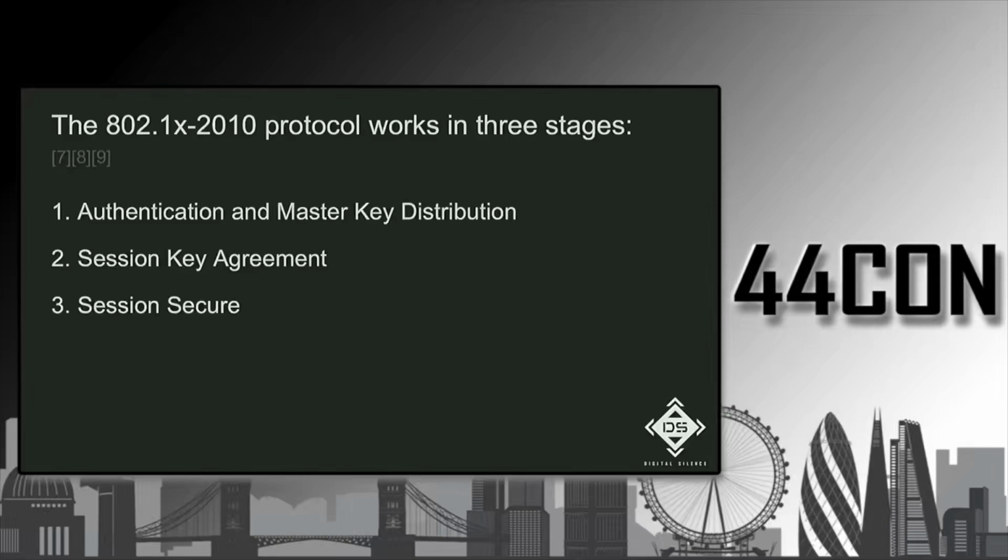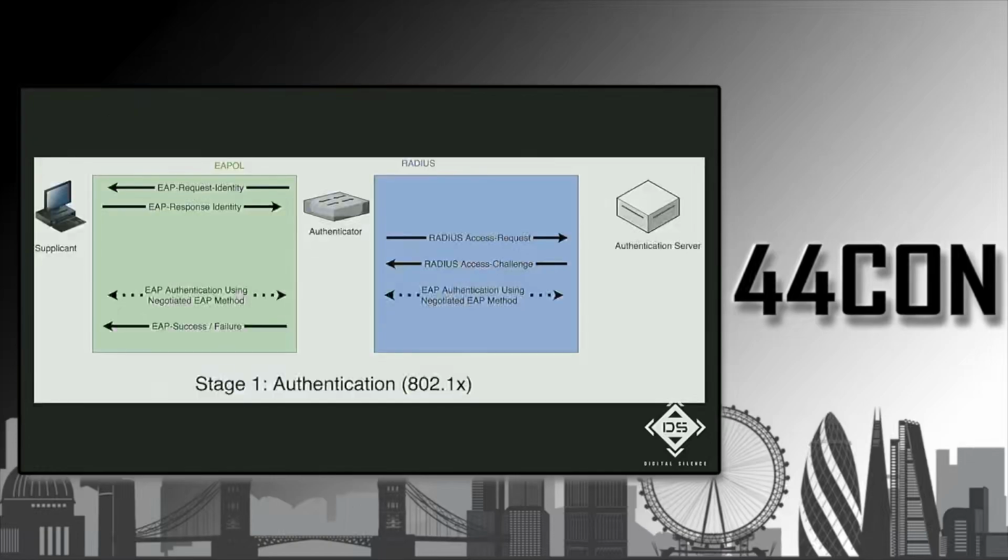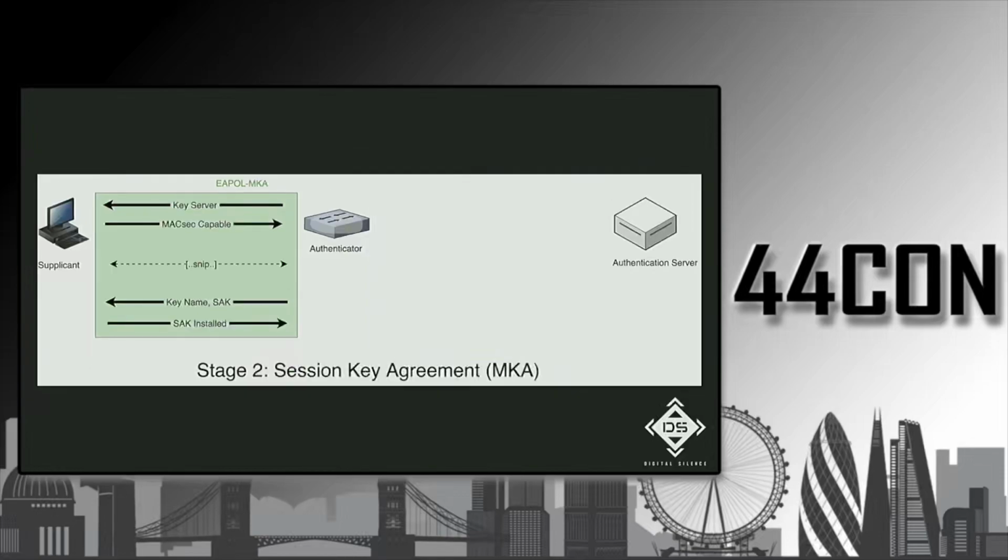The 802.1X-2010 protocol works in 3 stages. Begin with authentication and master key distribution, then we have the session key agreement, then we move on to the session secure stage. So the authentication stage is, for all intents and purposes, pretty much 802.1X as we described previously. You have your initiation, your negotiation, you pick an EAP method that works with whatever you're doing, and then you perform authentication. And if it's successful, you move on to stage 2, the session key agreement, which actually isn't horribly relevant to the bypass, believe it or not, but that we're going to do later.